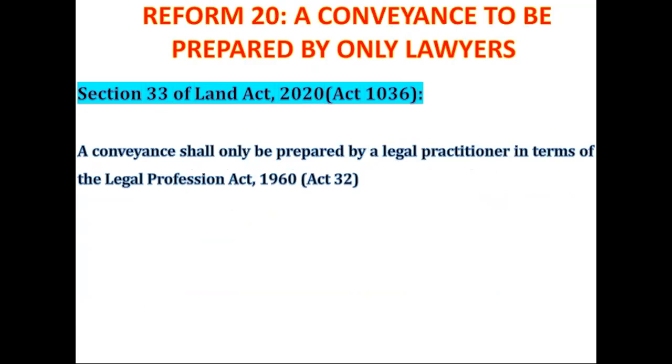Now, when you look at Section 33 of the Land Act, it says that conveyances should only be prepared by lawyers. So, Section 33 says that a conveyance shall only be prepared by a legal practitioner in terms of the Legal Profession Act 1960, Act 32. Meaning that if you're not a licensed legal practitioner in Ghana, you can't prepare a conveyance. So the surveyors, artisans, architects, they cannot prepare a conveyance. Before the conveyance will be deemed to be a valid conveyance, it must be prepared by a legal practitioner. Section 33 of the Land Act of 2020, Act 1036.